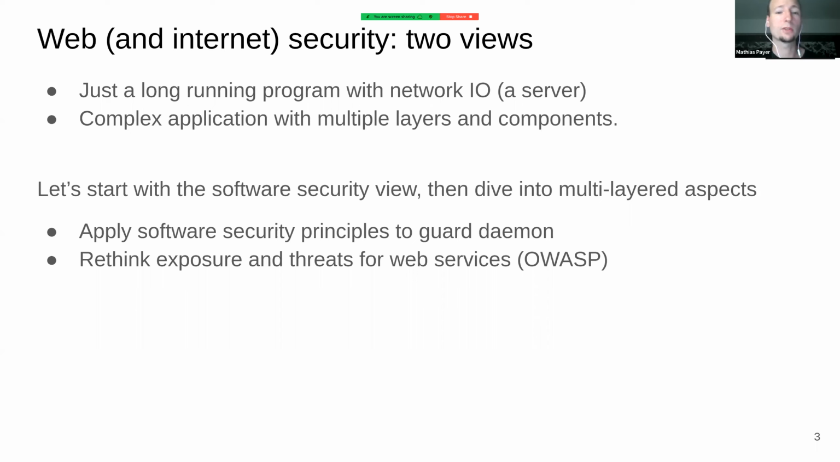We'll talk about the two sides: first, applying software security principles, and then rethinking the exposure and the different threats along OWASP. I think you'll all have heard of OWASP before as part of the information security and privacy class. But today we're going to dive a little bit deeper into the different OWASP principles as well, to separate them from each other and get into a bit more detail on some of them that are more related to the software security principles.